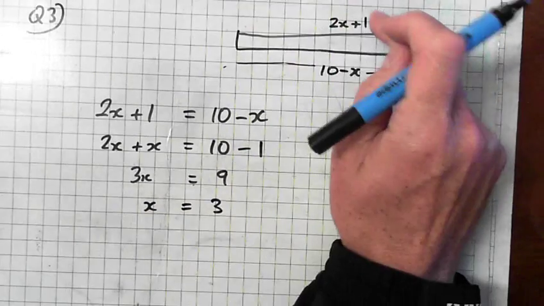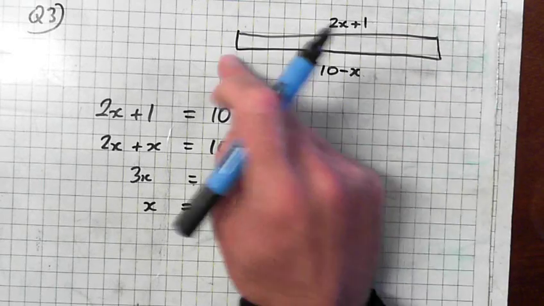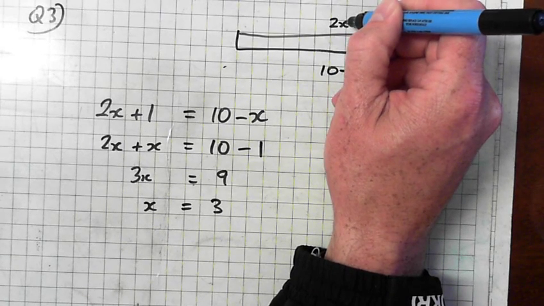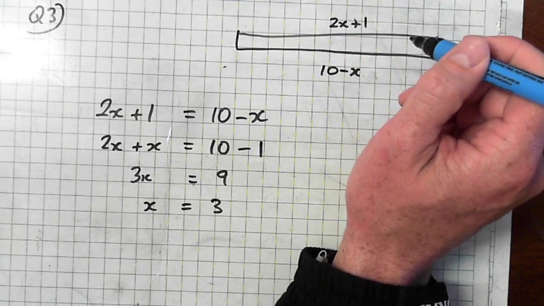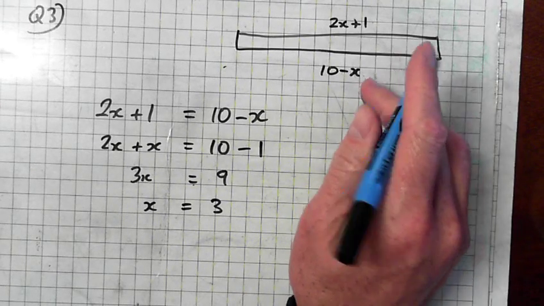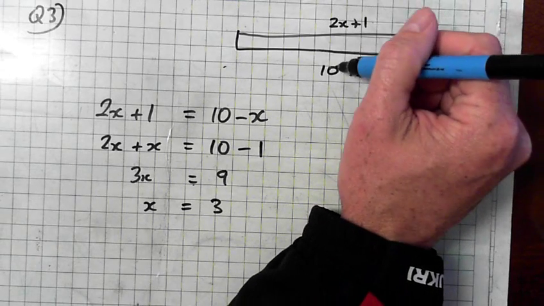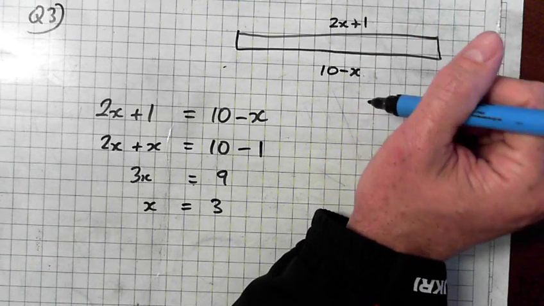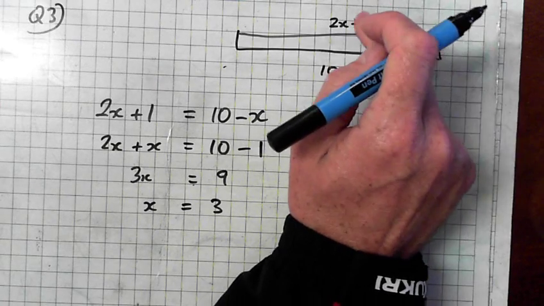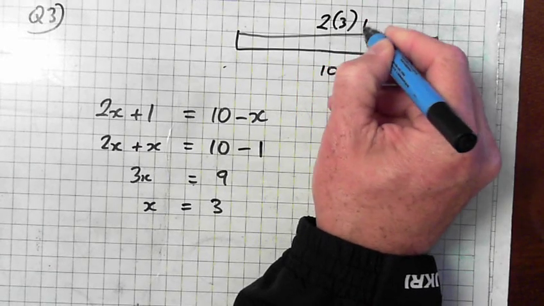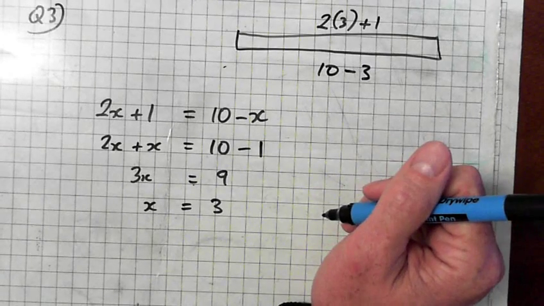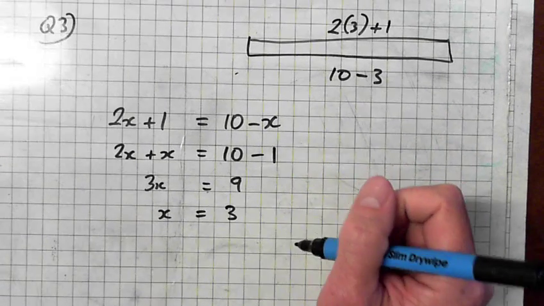Right, look up here. Just to prove that these two are the same. 2 times 3 is 6 plus 1? 7. 10 minus 3 is 7. So both of those expressions are the same, aren't they? Yeah. They both are equal to 7, aren't they? When I put x equal to 3. See? 2 times 3 plus 1 is 7. 10 minus 3 is 7. See that? x is equal to 3.